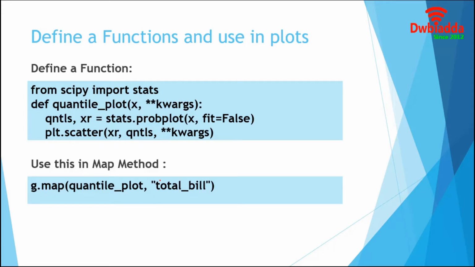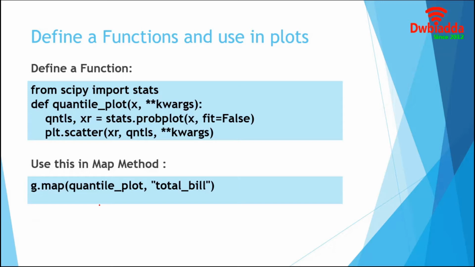Let's first define a new function with the name QuantilePlot. Our aim is to use the probplot of the SciPy library. It basically calculates quantiles for a probability plot. It returns a tuple of theoretical quantiles and the ordered responses. We will use them and generate a scatter plot. So the return of our quantile function will be a scatter plot of theoretical quantiles and their ordered responses.